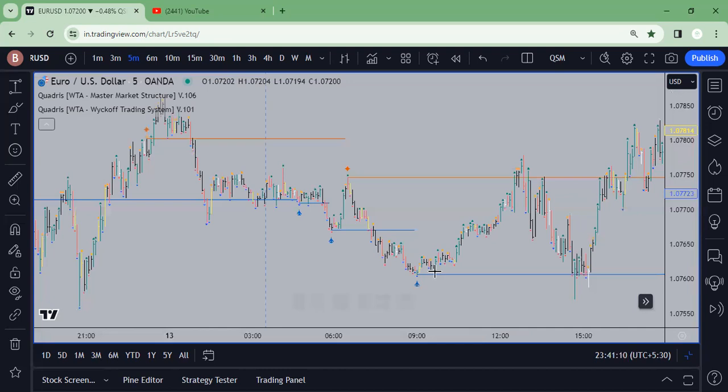So to begin with, as we are using Quadris or WTA master market structure and trading system 101 and 106. Market structure, as you might have seen in my previous video, defines and plots the key areas and key levels wherein the market has a high probability to either make it a support or make it a resistance.